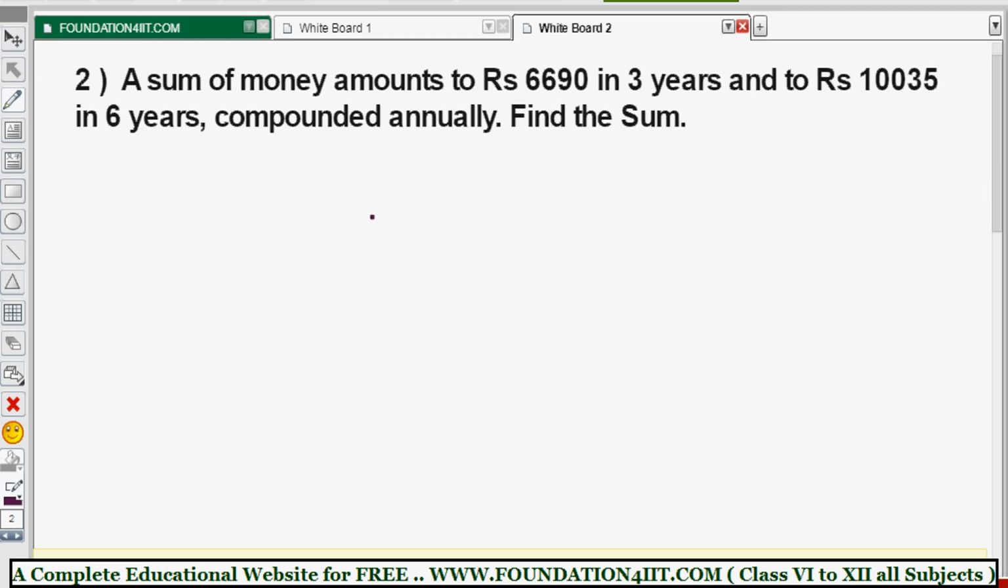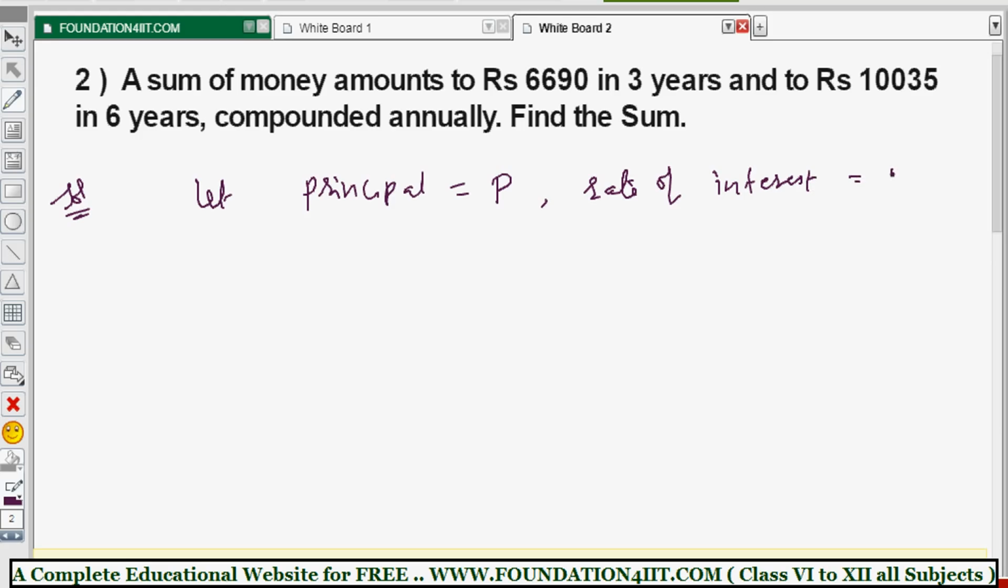We can find the rate of interest also. First, if you take the given values, let the principal be P. That is the sum we need to find out. Rate of interest is not given. After getting the principal, you can find out the rate of interest, which is R%. But in this question we need to find out the sum only. Even though the rate of interest is not given, if they ask for the rate of interest also, you can find it out. So let's take this question.